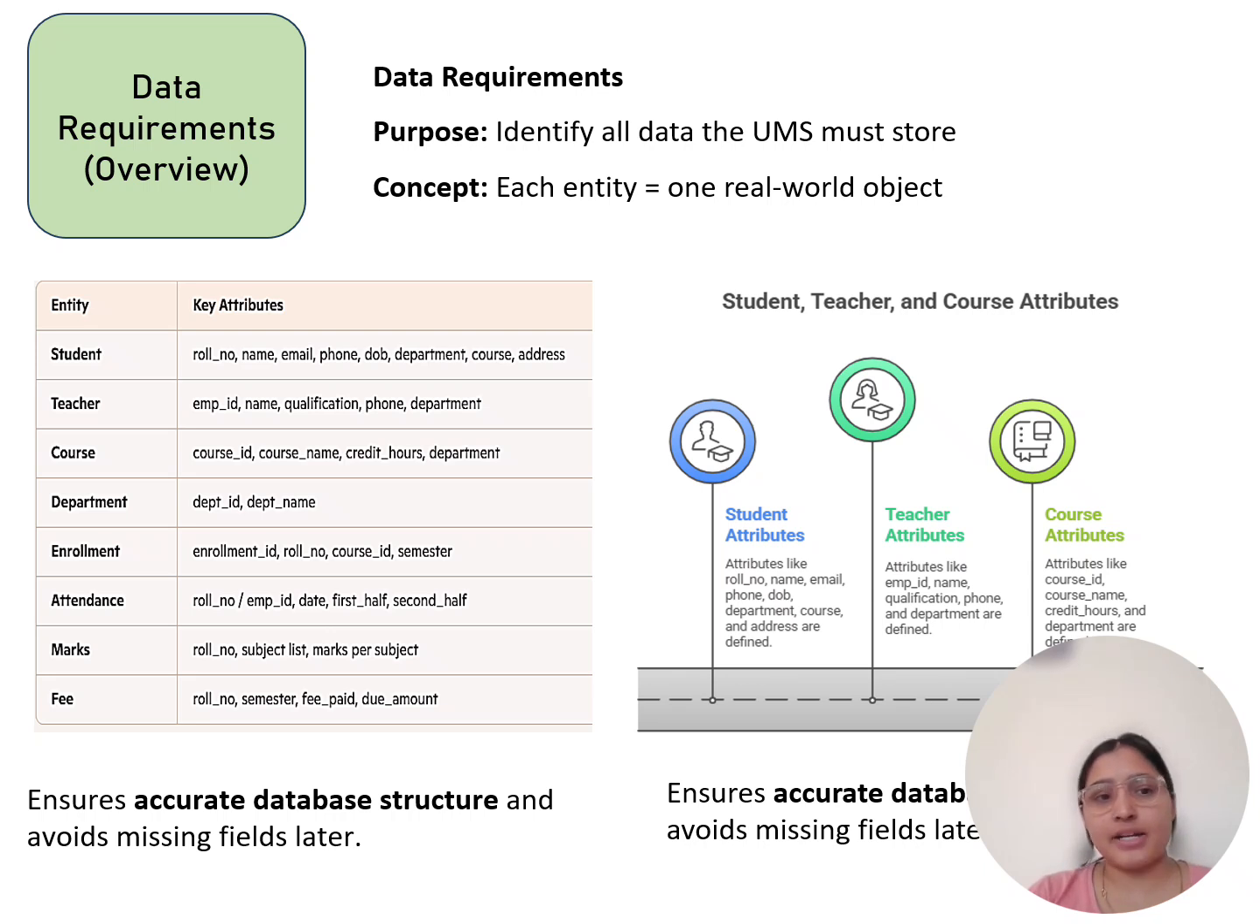We have entities like student, teacher, course, department, enrollment, attendance, marks, and fees, and the key attributes corresponding to those entities are displayed on the screen. A student has key attributes like roll number, name, email address, phone number, date of birth, department, courses, addresses, etc. This ensures an accurate database structure and avoids missing fields later. We are organizing all these things together.